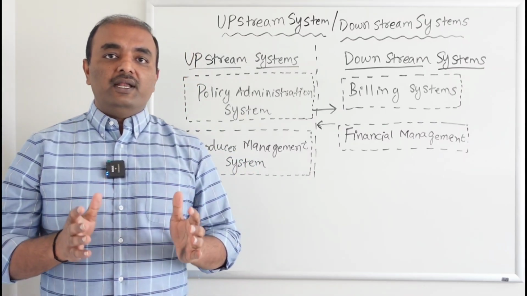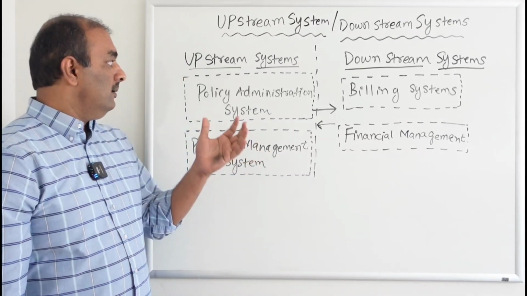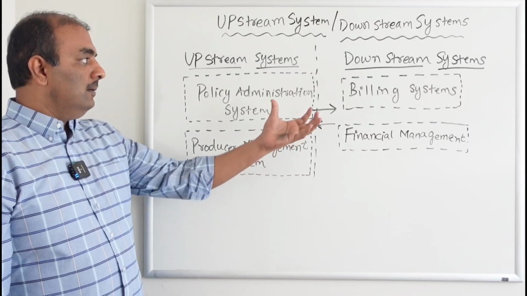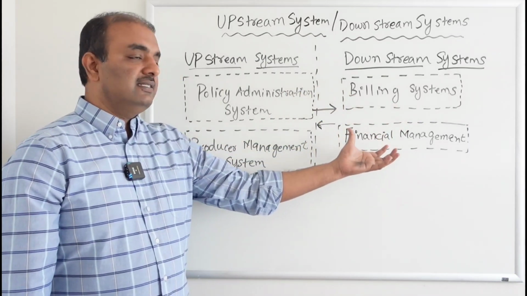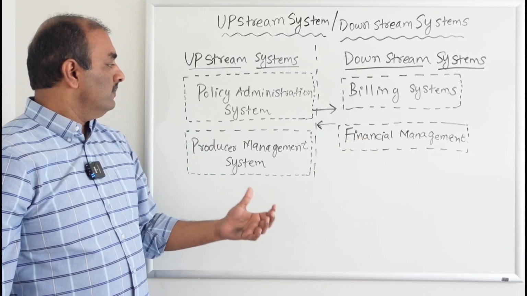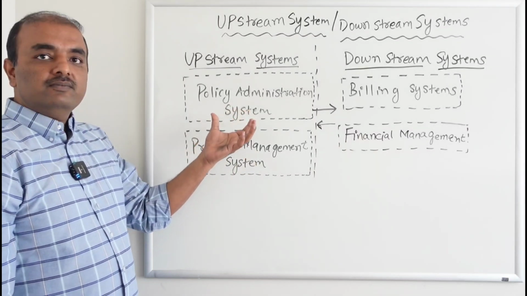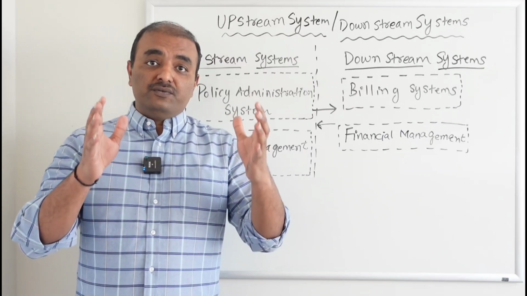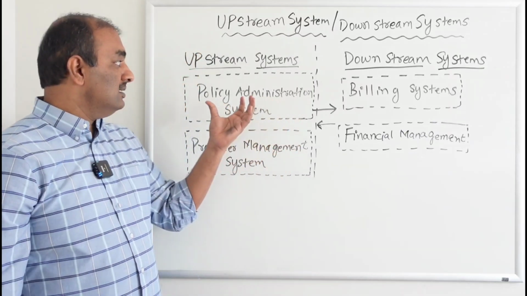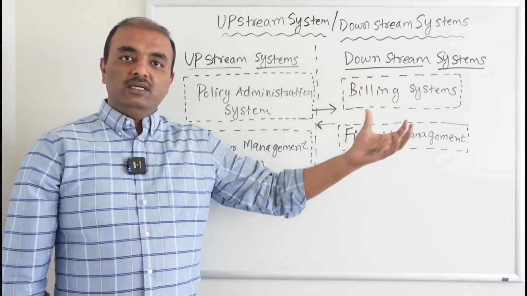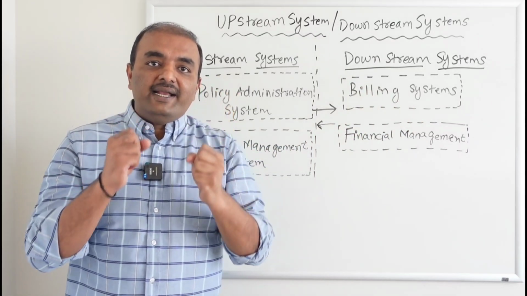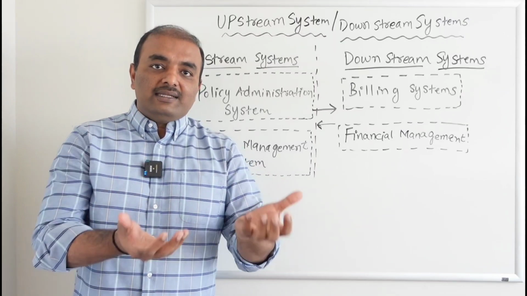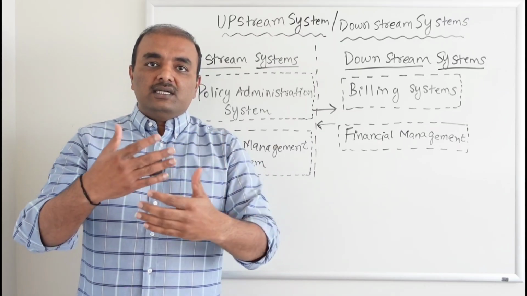In the property and casualty domain, we have the policy administration system, producer management system, billing system, and financial management system. Now, the policy management system holds the actual policy data, which is the source of truth. We send the policy data to the billing system so that it can use that data to invoice the customer, collect the payments, or process the commissions.